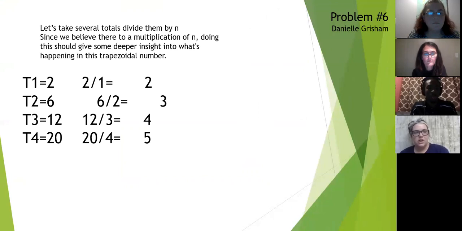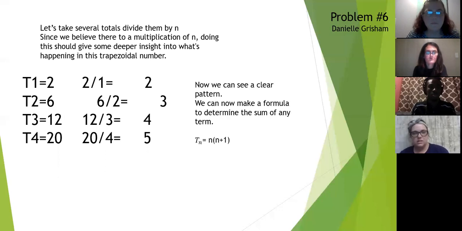So if you're trying to find the nth number of 2, you're going to do 2 divided by 1 equals 2. And then for the nth number, 6 divided by 2 equals 3. T3 equals 12. So 12 divided by 3 is 4. And then the fifth one is going to be 5 times 4 equals 20. And that's how you find that 20. And click on the next thing. So now we can see a clear pattern. We can now make a formula to determine the sum of any term.